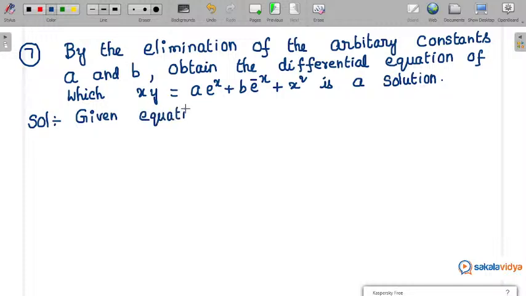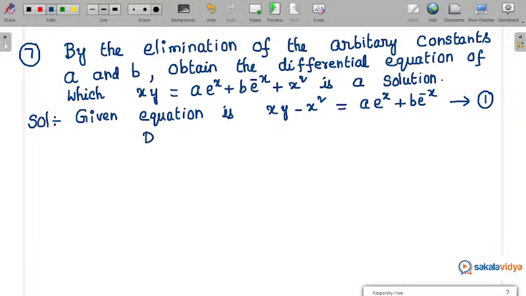So the given equation can be written as, transposing x square to this side, xy minus x square is equal to a e power x plus b e power minus x, say equation 1. So if you require a e power x plus b e power minus x, that can be replaced by xy minus x square in the further steps.